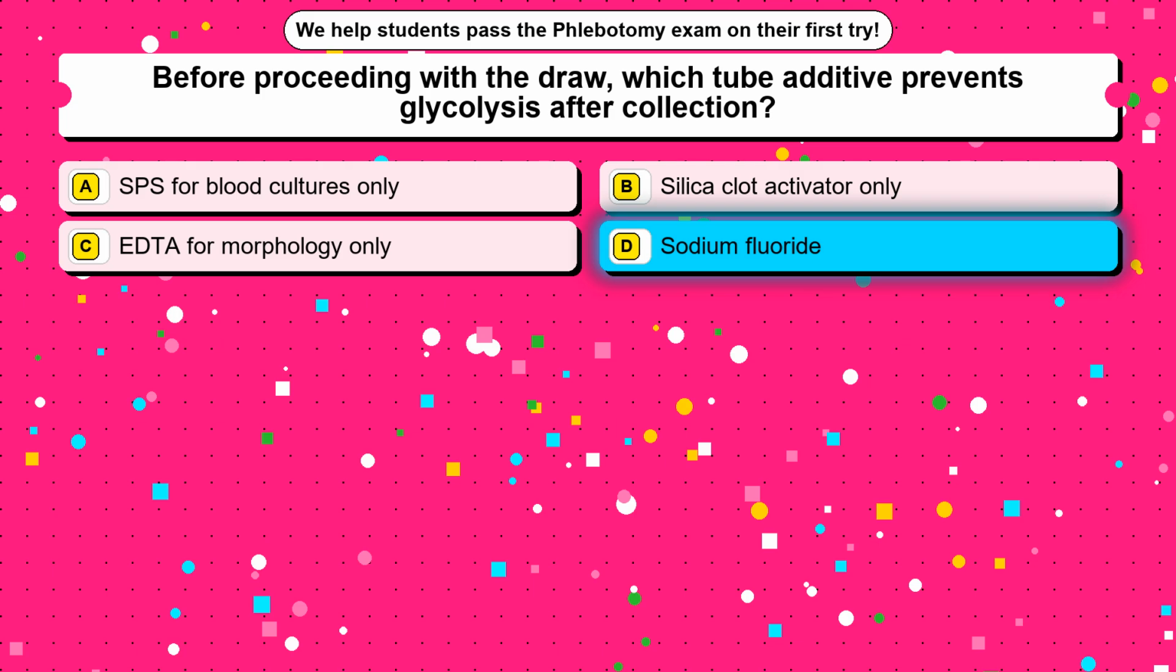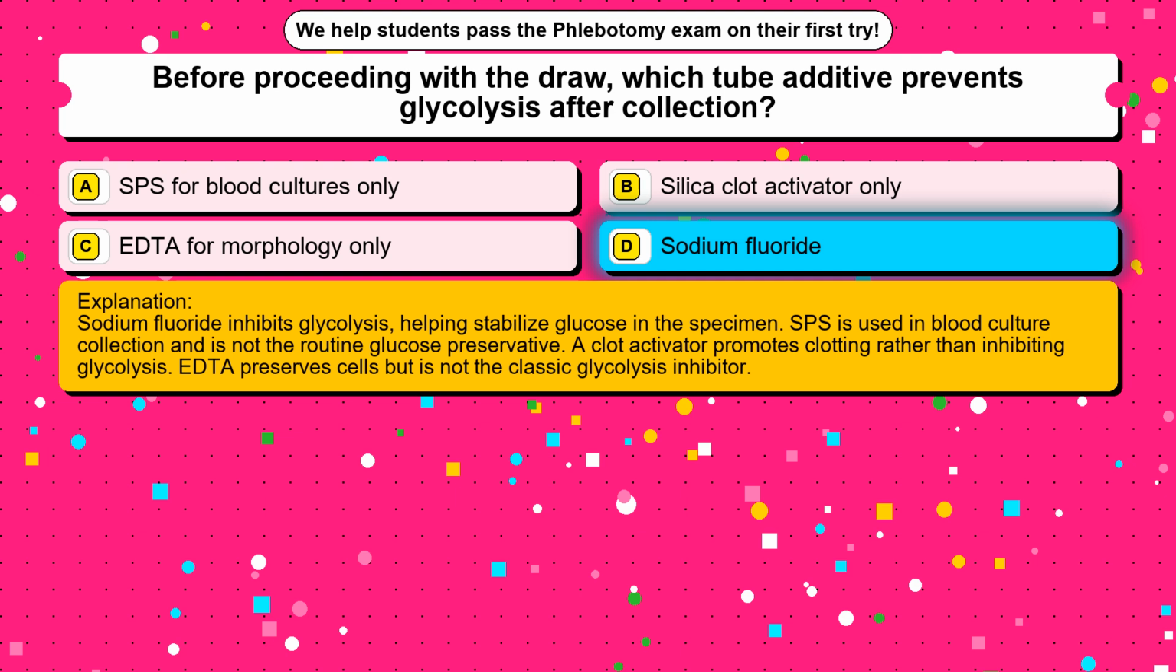Sodium fluoride. Sodium fluoride inhibits glycolysis, helping stabilize glucose in the specimen. SBS is used in blood culture collection and is not the routine glucose preservative. A clot activator promotes clotting rather than inhibiting glycolysis. EDTA preserves cells but is not the classic glycolysis inhibitor.